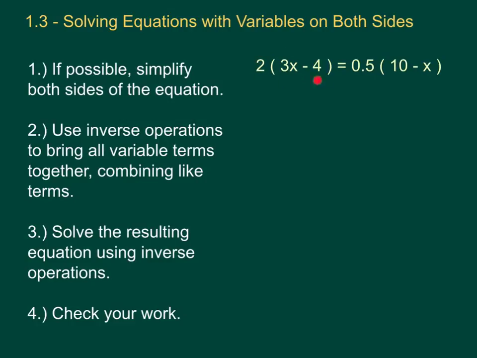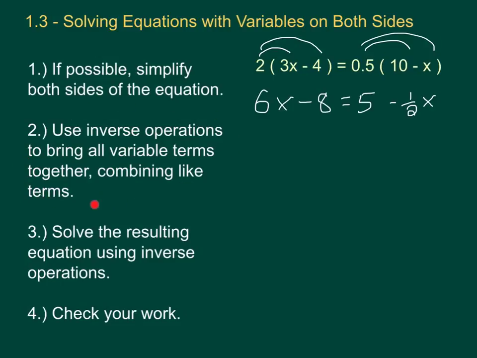So the example that we have here, I can simplify actually both sides of the equation using the distributive property, distributing the 2 on the left side and the 0.5 on the other side. And so when I do that, I get 2 times 3x is 6x, and 2 times negative 4 is negative 8, equals 0.5 times 10 and 0.5 times negative x. Well, 0.5 is the same as 1/2, so half of 10 is 5. And then I'm actually going to choose to write it as a fraction, minus 1/2 x, instead of writing it as 0.5x.